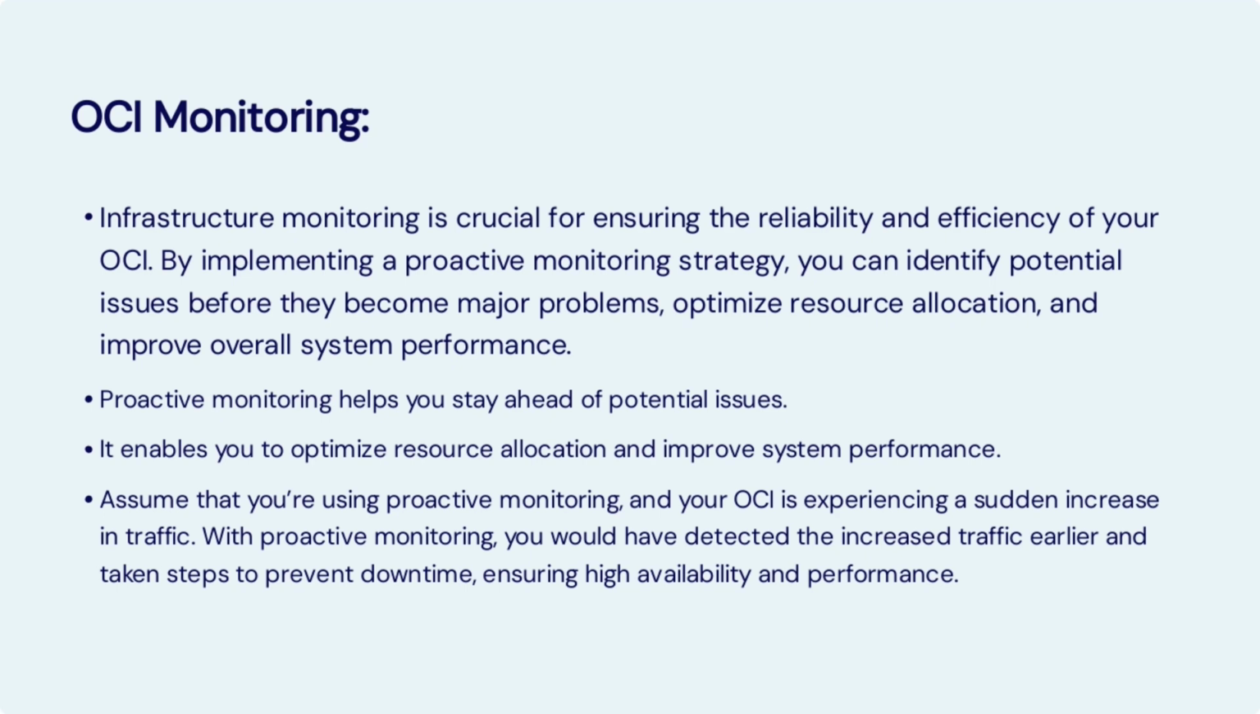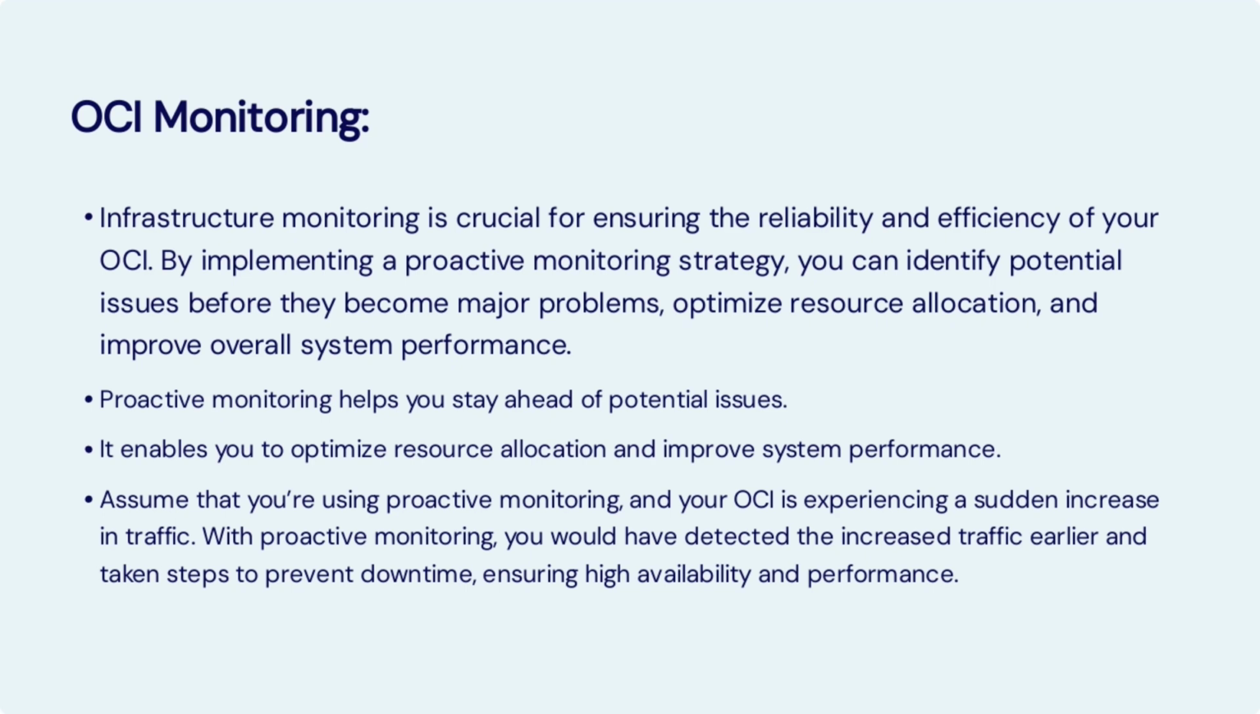Infrastructure monitoring is crucial for ensuring the reliability and efficiency of our OCI. By implementing a proactive monitoring strategy, we can identify potential issues before they become major problems, optimize resource allocation, and improve overall system performance. Proactive monitoring helps us stay ahead of potential issues. For example, assume that you're using proactive monitoring and your OCI is experiencing a sudden increase in traffic. With proactive monitoring, you would have detected the increased traffic earlier and taken steps to prevent downtime, ensuring high availability and performance.